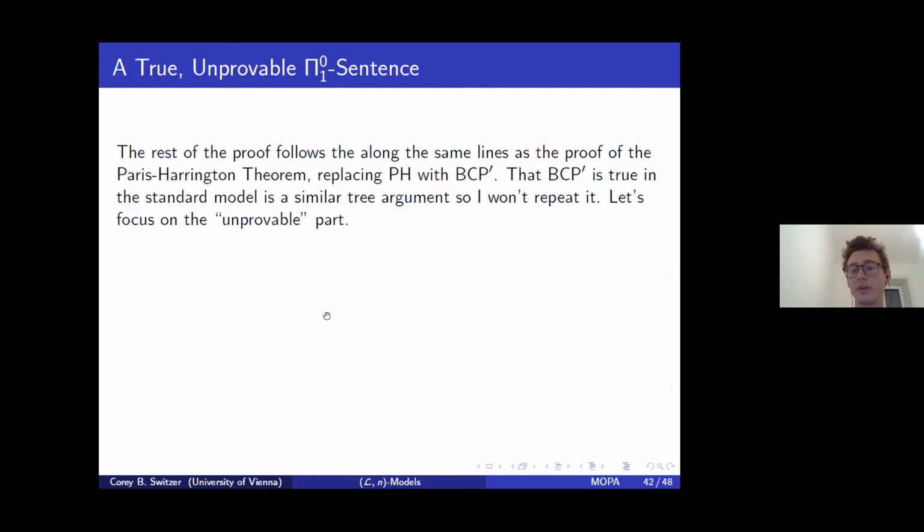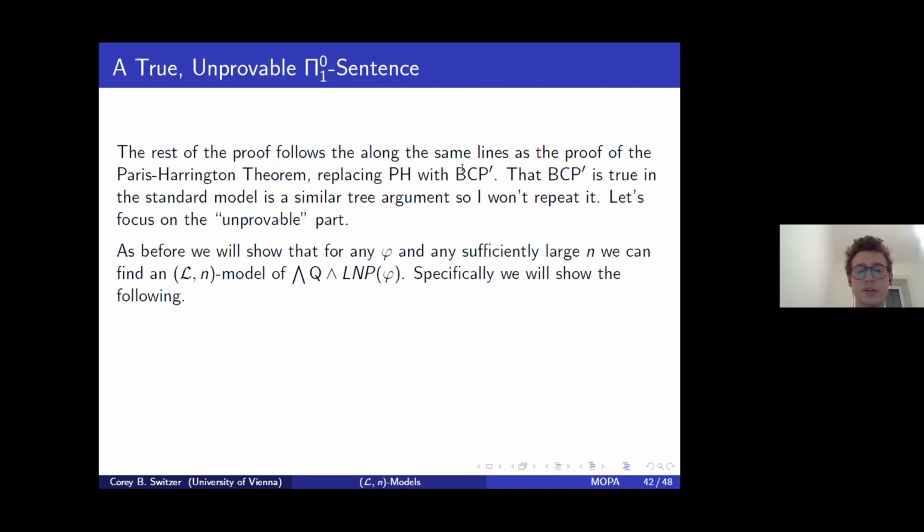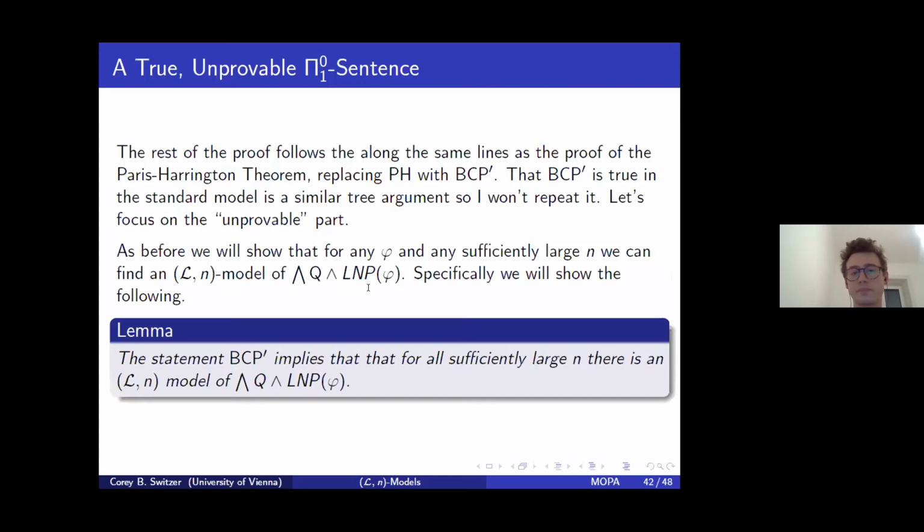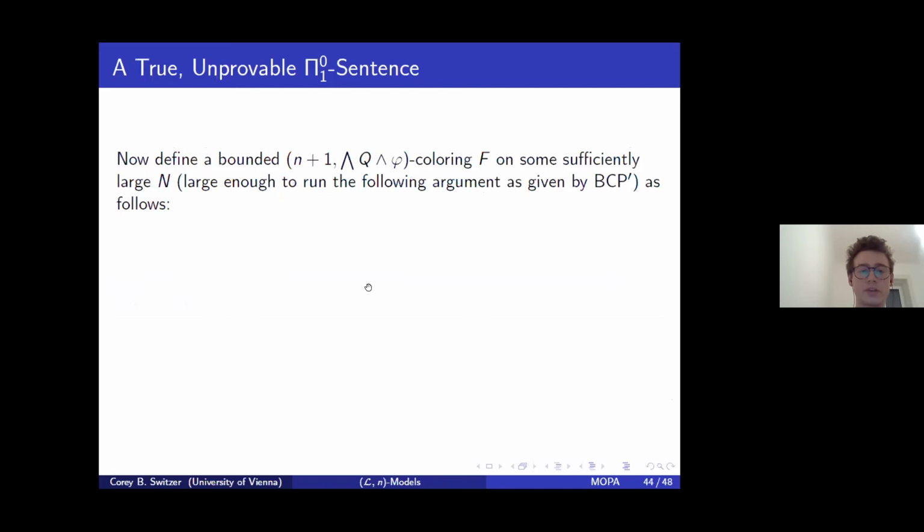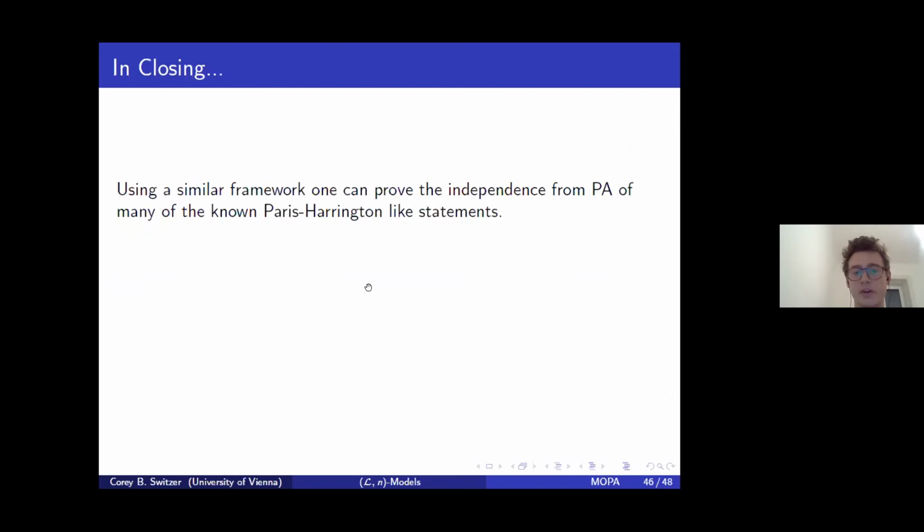And that's the point. So now the point is that my Pi 0, 1 sentence that I gave you is equivalent to this Pi 0, 2 one that now looks like a structural version of Paris-Harrington. And the structural version of Paris-Harrington then is true and unprovable essentially by the same argument that I gave you for Paris-Harrington. So I was going to go into it in detail, but maybe I won't. But the point is just that we can show that for each phi and any sufficiently large n, there's an Ln model of the conjunction of all of the Q axioms and the least number principle for phi. And that's what this says. So this is the proof. And then I'll skip through this, but it's a very, very similar argument.